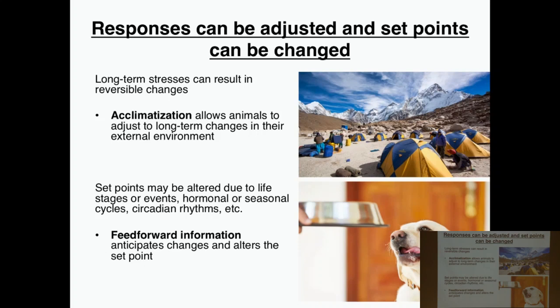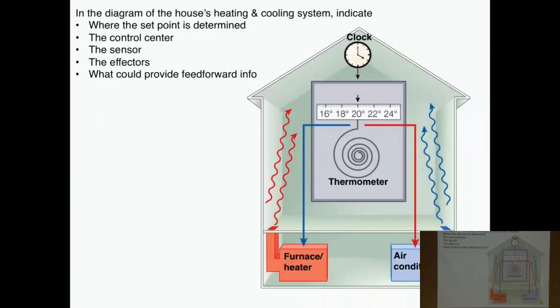So now what we're going to do is just use an analogy to think about some ways that this works in the body. And so you should have on your handout a diagram of a house. And we're going to think of the house's heating and cooling system as an example of a homeostatic system. And so see if you can figure out where the set point's determined, what the control center is, the sensor, effectors, and what might provide some feed-forward information.